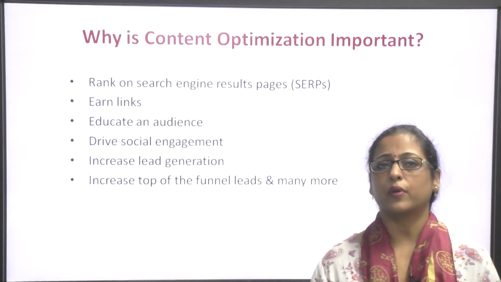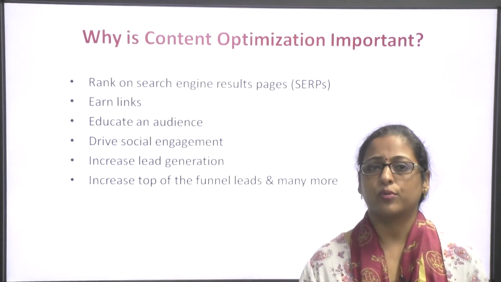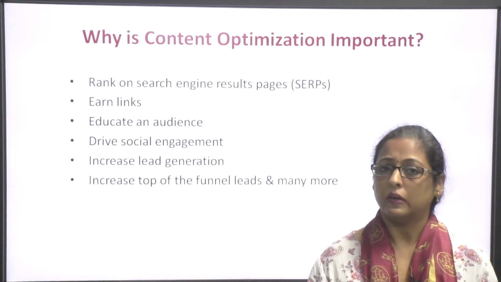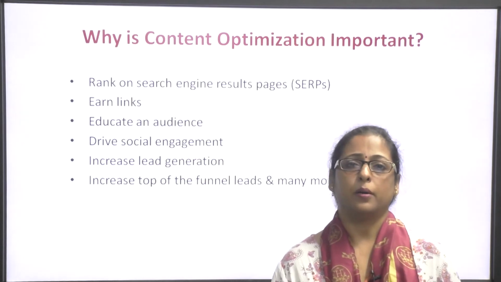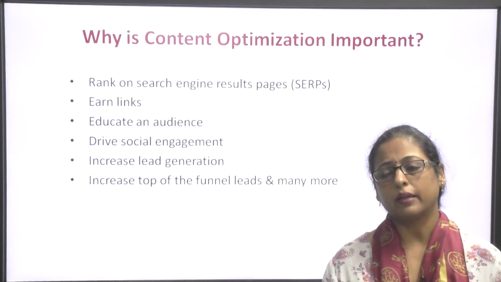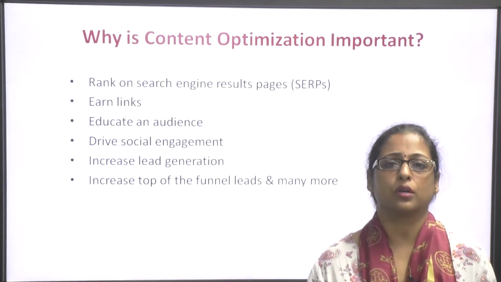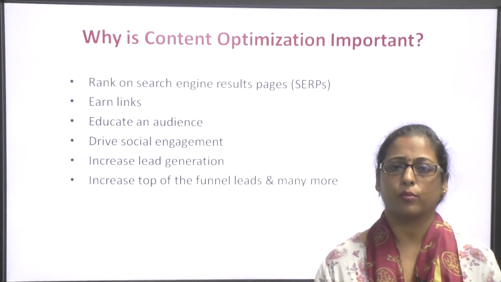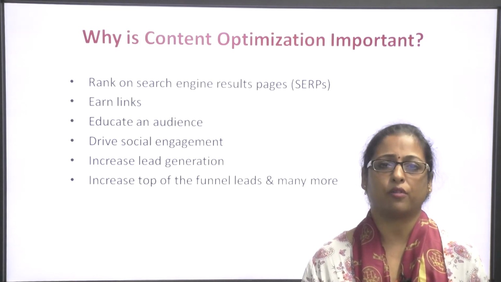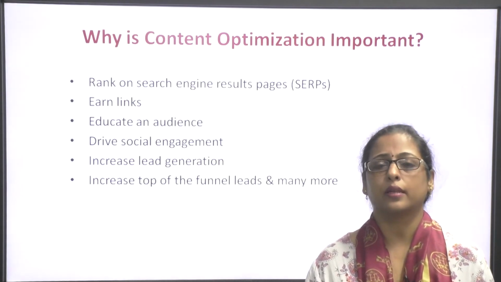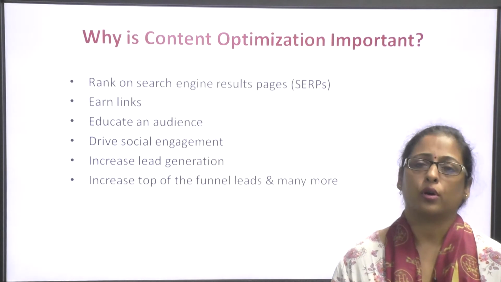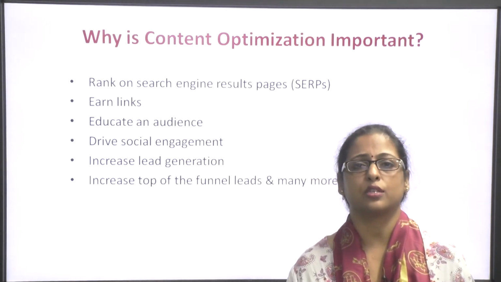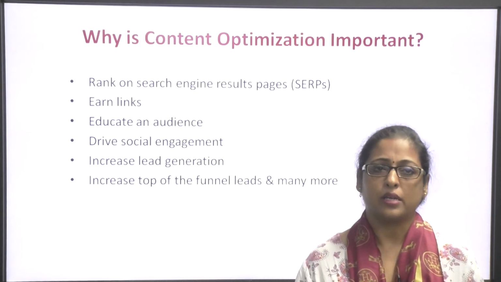These are the various reasons why content is optimized, which we have already discussed: improving the rank on SERPs and earning links. Obviously, there would be other companies who would like to create backlinks, and if I am sharing good information, good content, then there are chances that they would use my website for creating backlinks, which will not only enhance their searchability, but will also enhance mine.